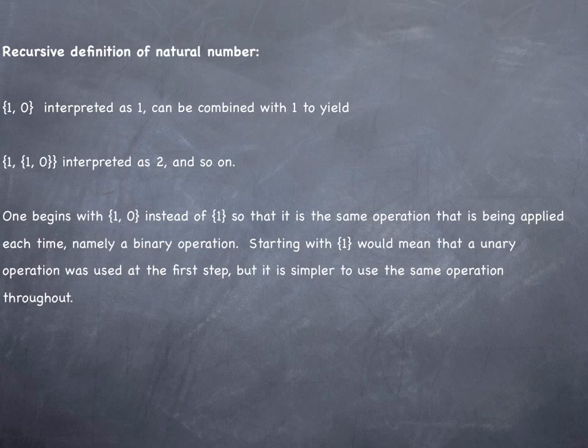The answer is that in order to make this as simple as possible, we want to use the same procedure all the way through. And the procedure is a binary set constructing operation. It's an operation that yields a set having exactly two members and no more. If we began with a unit set, such as a set consisting only of the number 1, then we would have to appeal to a unary operation at the first step. And from that point on, we would switch over to a binary operation. And you may say, well, what's wrong with that? Well, there may not be anything wrong with that, but it's simpler to have a binary operation all the way through, because that way you have the same operation all the way through.